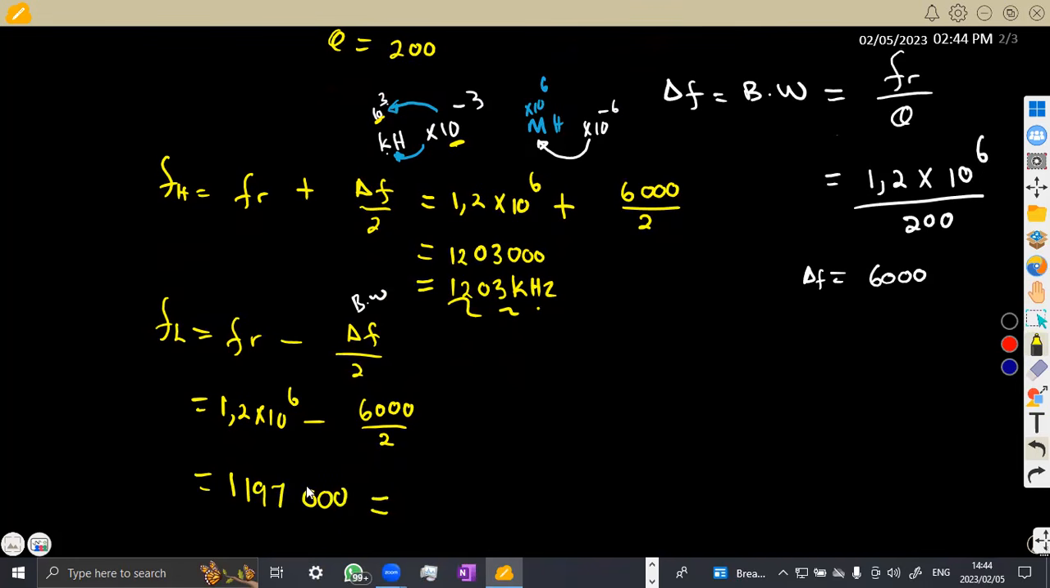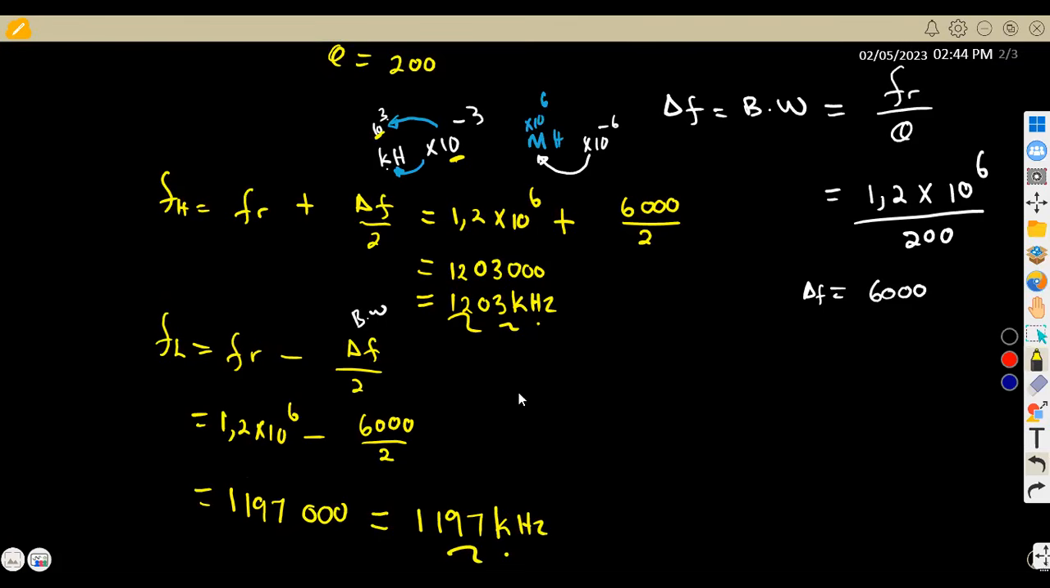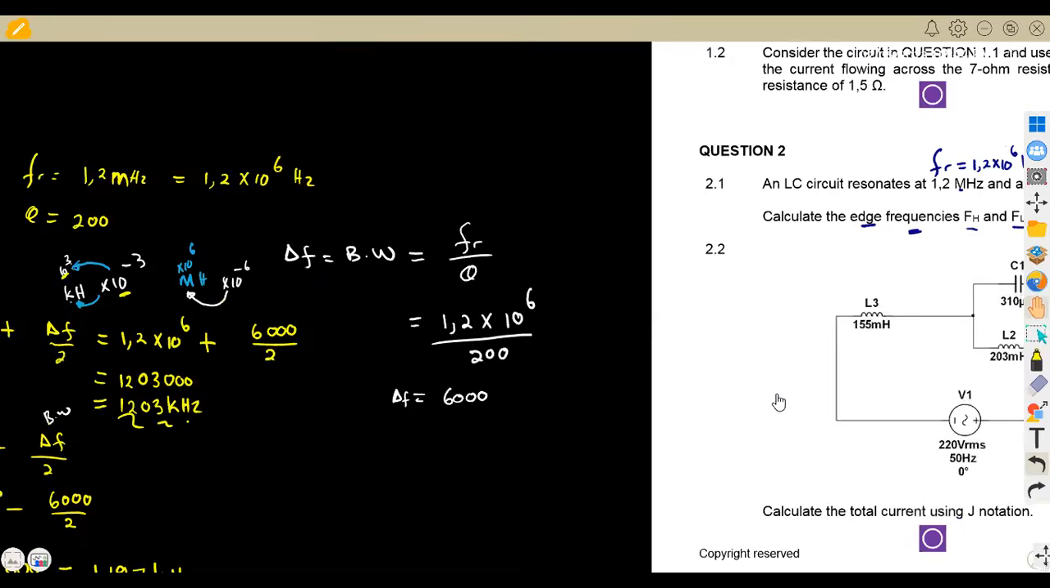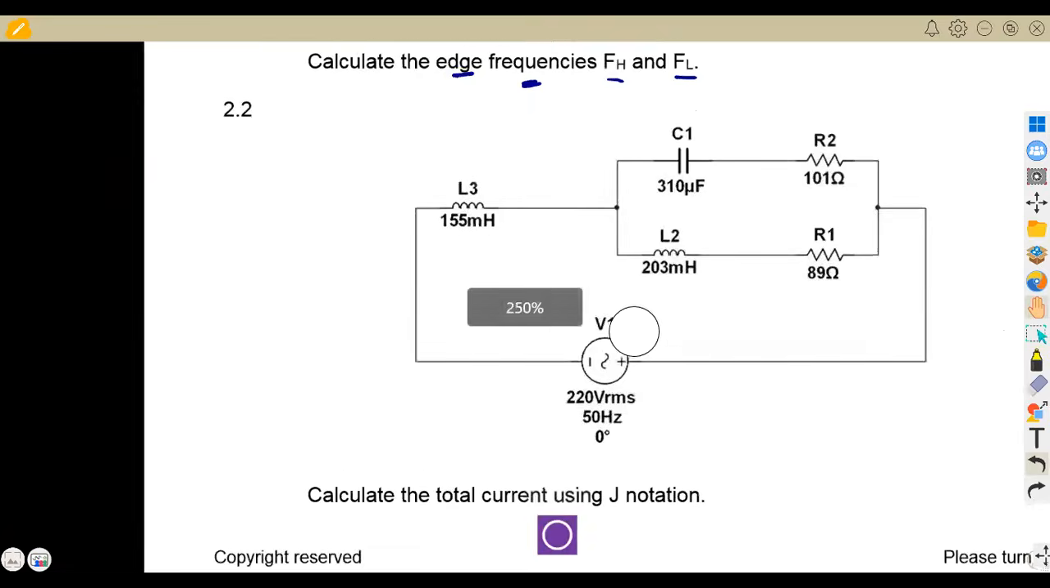So if you multiply by 10 to the exponent of minus 3, you're going to obtain 1,197 kilohertz. Okay, so that's if you want to convert to kilohertz. So like I said, it depends on your conversion. Do you want to convert to kilohertz or to megahertz? Okay, so these are the frequencies that you're going to obtain. Let's check the other part, which is 2.2.